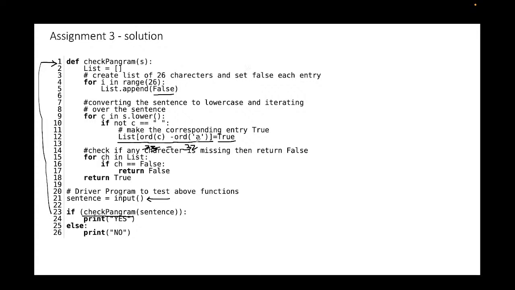Then we can conclude that we have encountered all the letters in the English alphabet. If anything is missing, how do we check? If any of the elements in the list remains false. That is what we are doing here, lines 15 to 18. For any element ch in the list, if it remains false, then return false, or else by default it will return true.